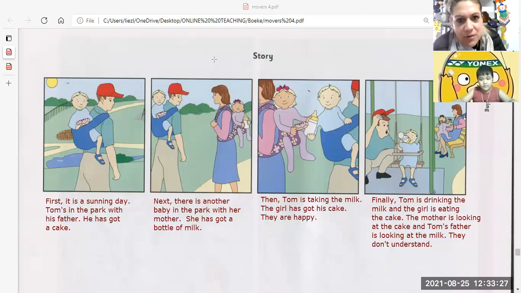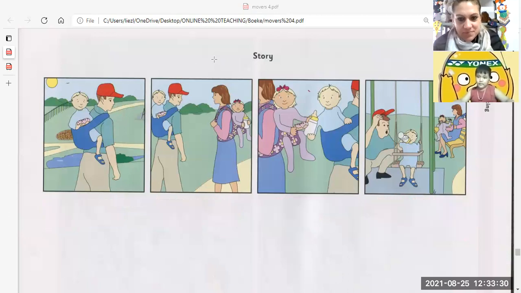Okay, let's see if you can say it now, all right? Yes. First, in the shining day, the Tom and his father, the girl, the Tom has a cake. The Tom holding the other.